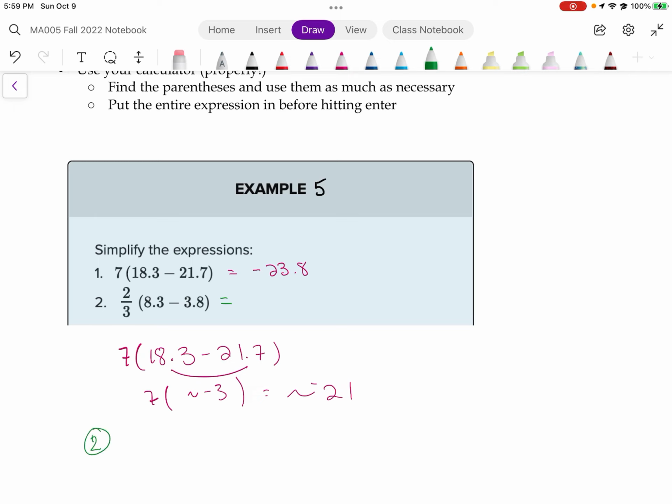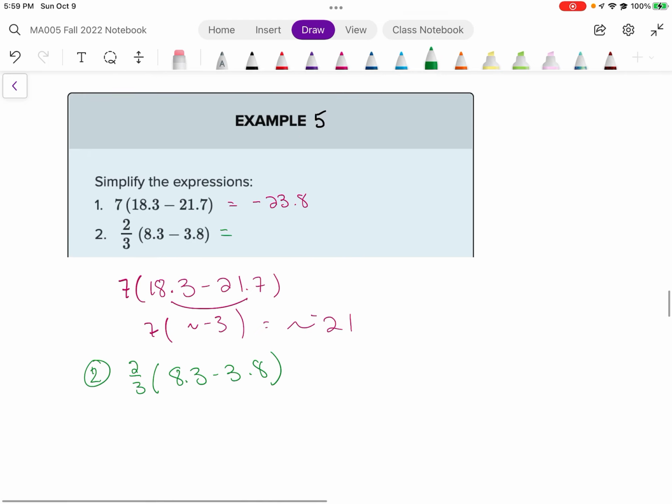All right, so the next one, that was number 1. This is number 2. 2/3 of 8.3 minus 3.8. Okay, so 8.3 minus 3.8 is like 8 and some minus almost 4. So this is going to maybe be about 4. So you're going to think of what is 2/3 of 4? Well, half is 2, 3/4 is 3. So somewhere between 3 and 4, maybe. We'll see. All right, so put this in your calculator and see what you get.